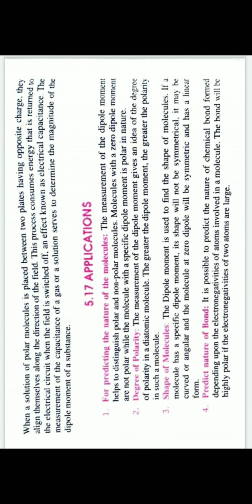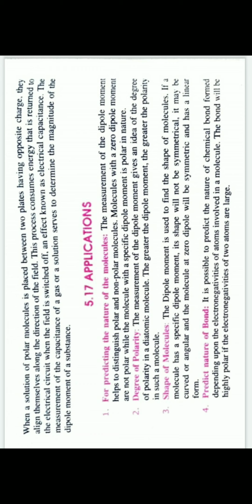Now what are the applications of dipole moment in pharmacy? First, predicting the nature of molecules. By this we know whether the molecule is polar or non-polar. If the molecule has zero dipole moment, it is not a polar molecule, and if it has a specific dipole moment, it is polar in nature. Next is degree of polarity. By measuring the dipole moment, we get an idea about the degree of polarity of a molecule.